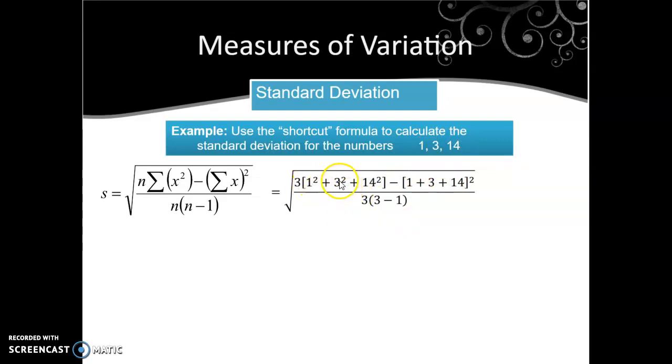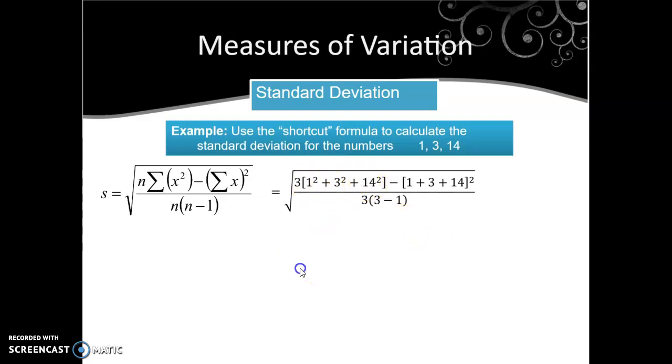1 squared plus 3 squared plus 14 squared. And then subtract the sum of those numbers, that sum squared. So 1 plus 3 plus 14 all squared. Divided by n is 3, and n minus 1 will be 2. Okay, be very careful with your order of operations here.